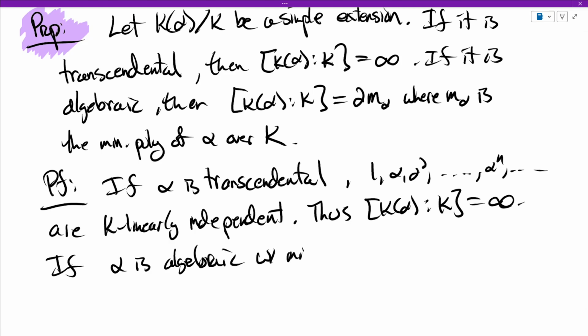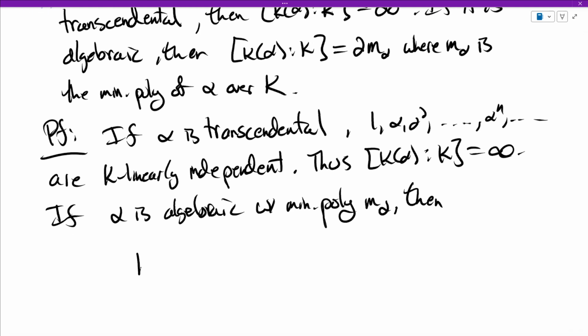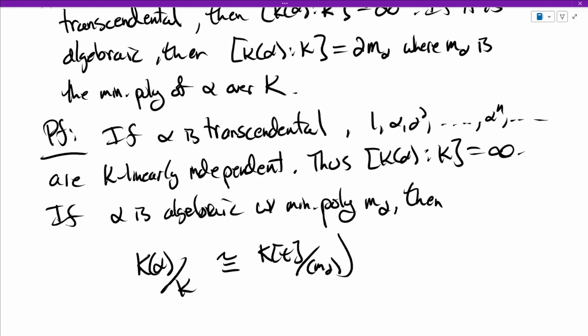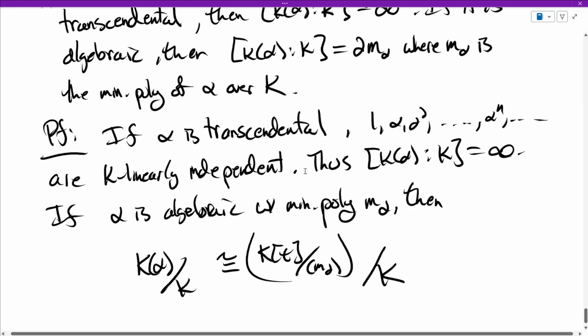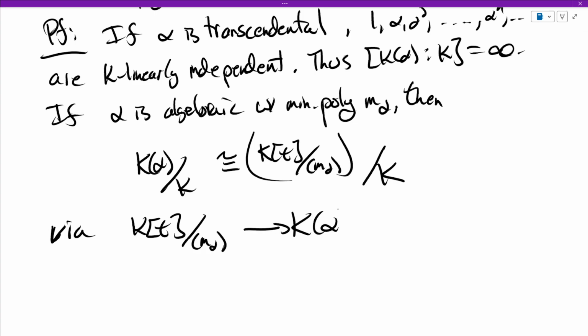with minimal polynomial m_alpha, then we proved a theorem. We proved that k(alpha) over k is isomorphic as an extension to k[t] mod m_alpha over k. And that isomorphism, it's not relevant for the proof, but the isomorphism from this quotient of polynomials over k to k(alpha) was evaluate at alpha. So that was take a polynomial, plug in alpha.